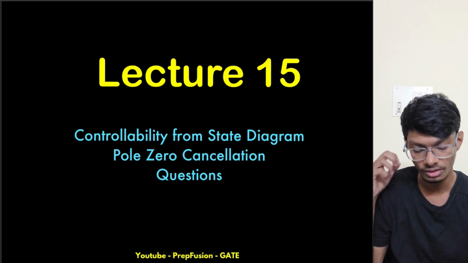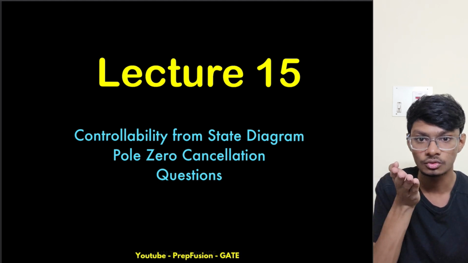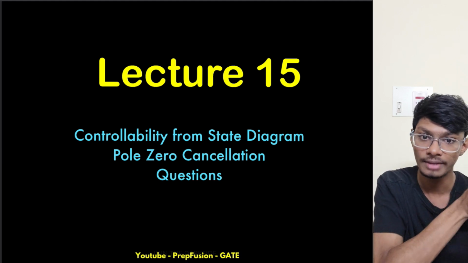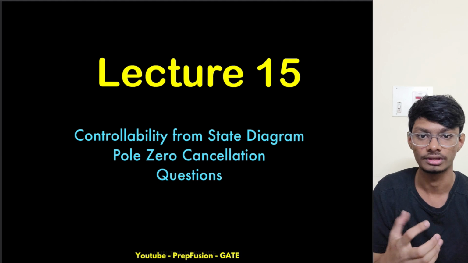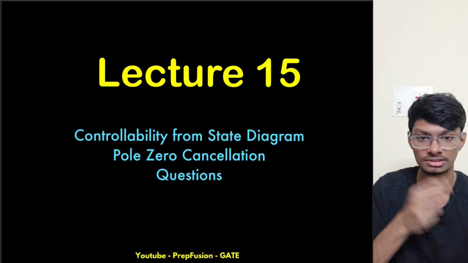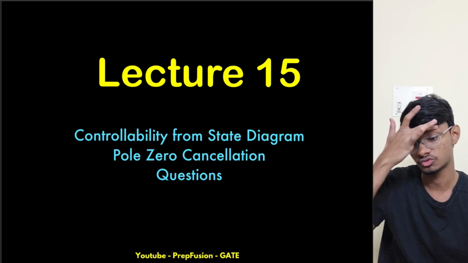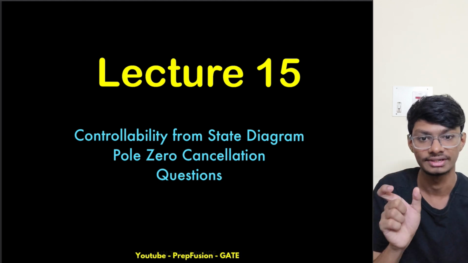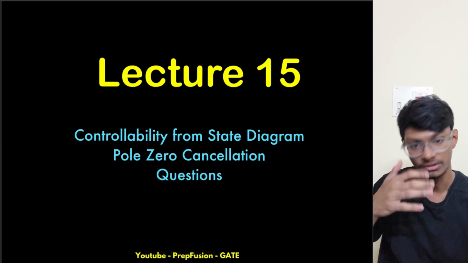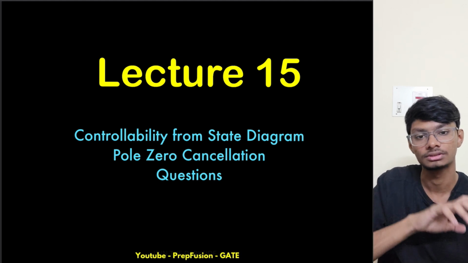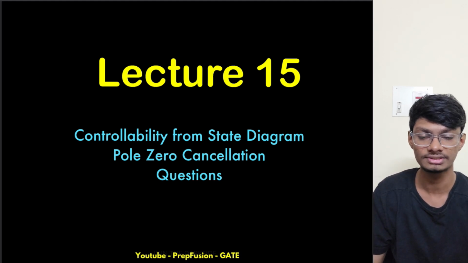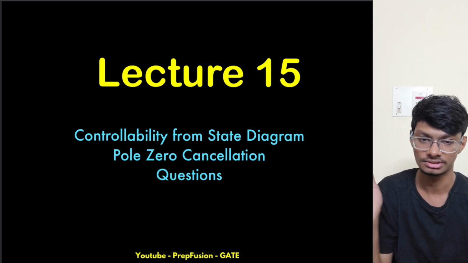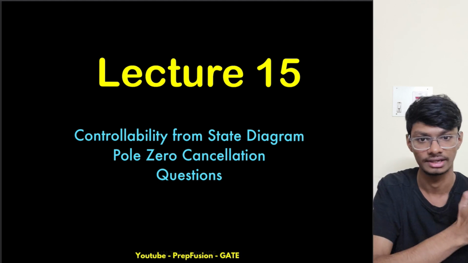Also, on the last row of each Jordan block, the elements of the B matrix should be non-zero. Those were the basic two conditions that you need to keep in mind while solving with the help of Gilbert's test. If you are not comfortable with that test, then you do it with Kalman's test, because that is just calculation, nothing else.